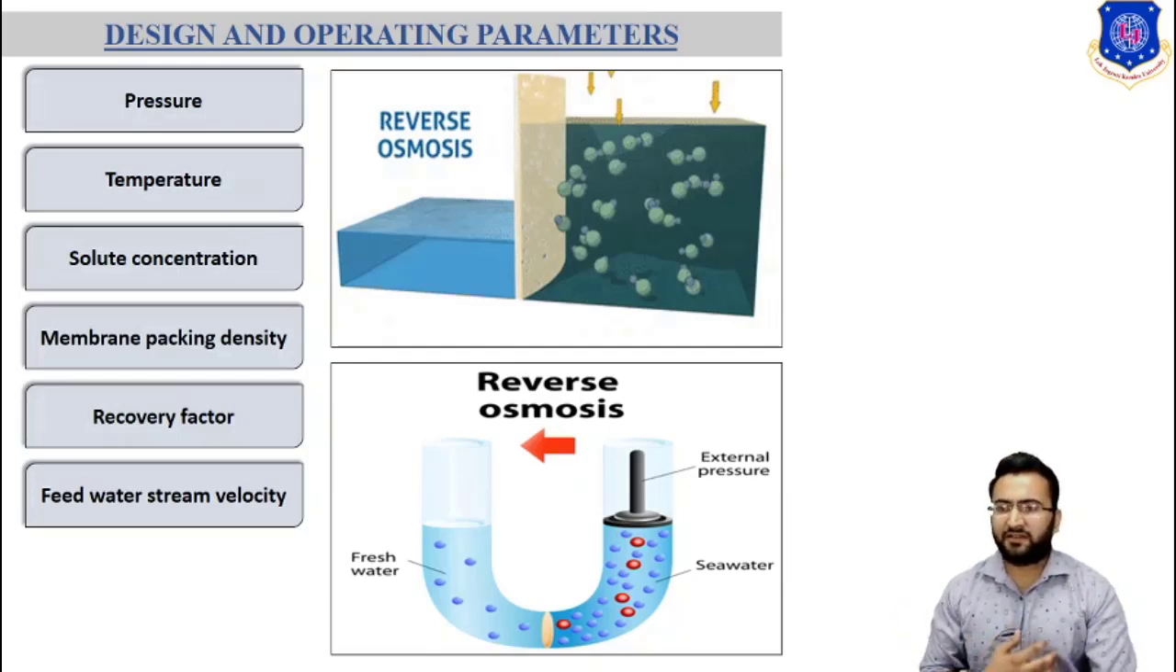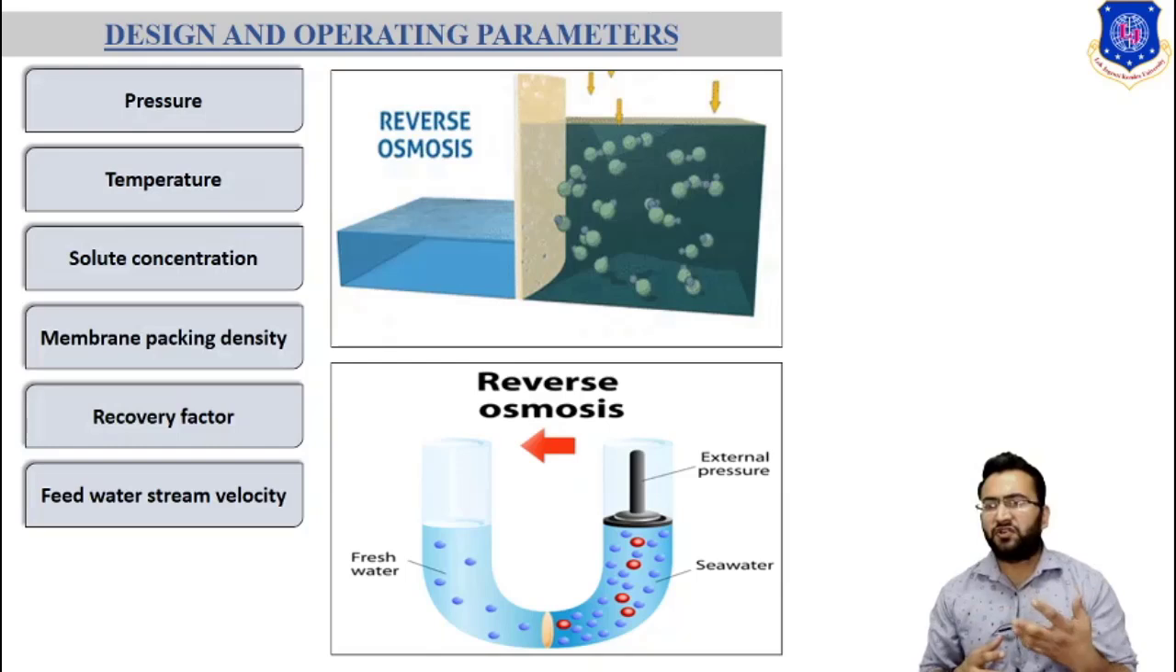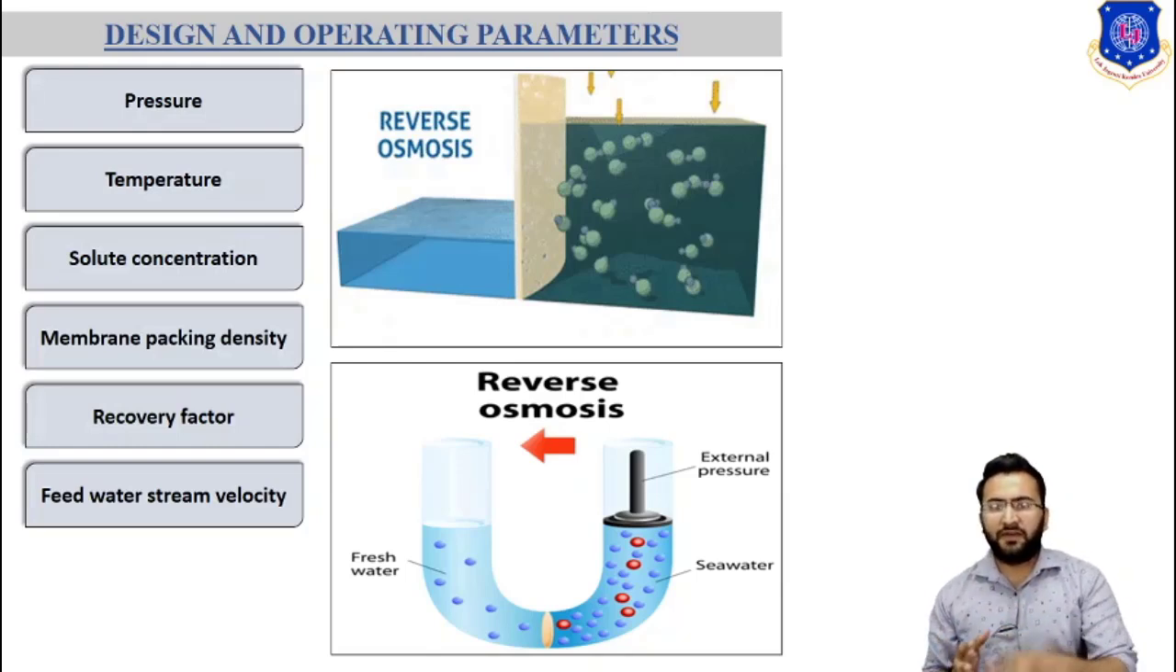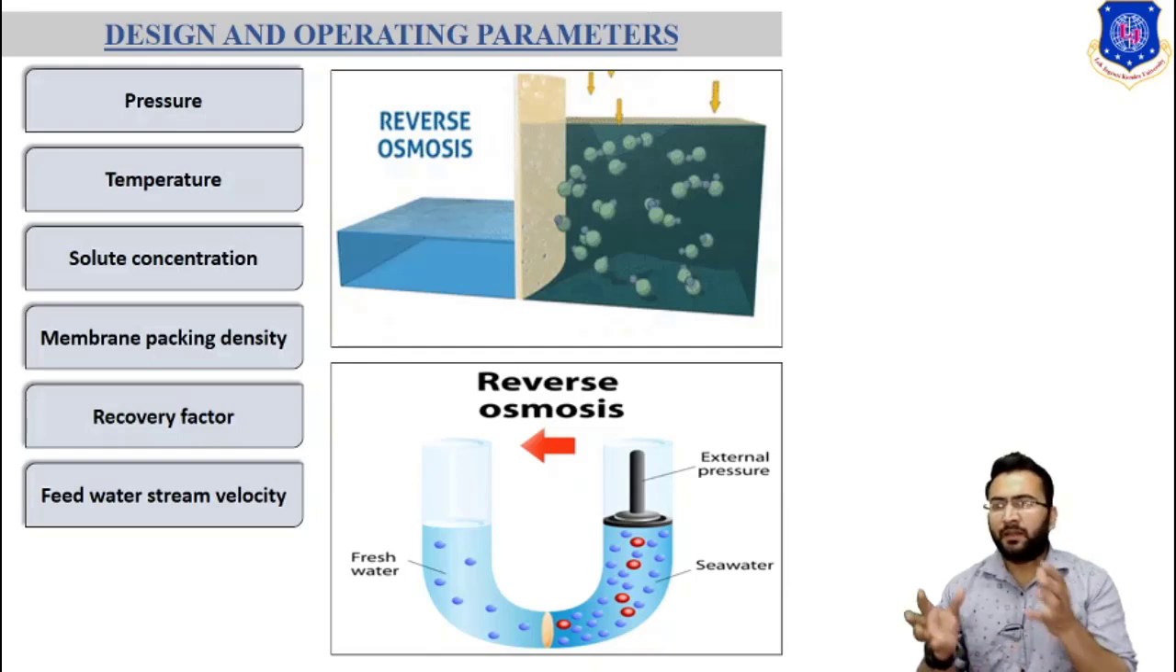Now let's discuss the second operating parameter, which is the temperature. Solvent flux increases with increase in temperature since viscosity decreases with increase in temperature. On the other hand, solute rejection decreases with increase in temperature, because osmotic pressure increases with temperature and because solute passes with higher activation energy than solvent.